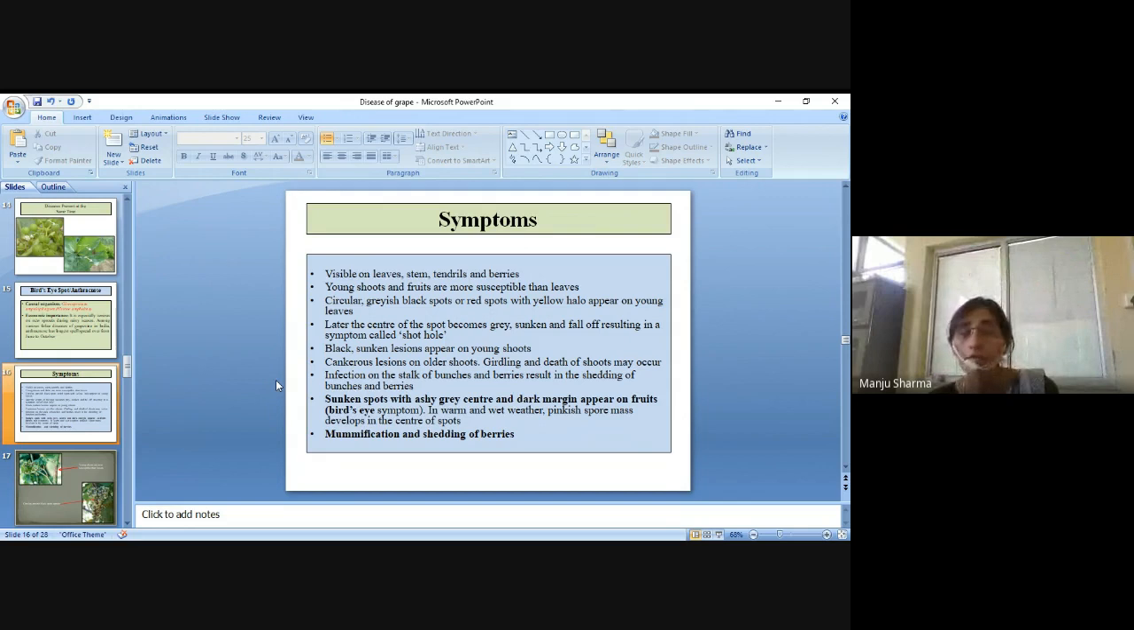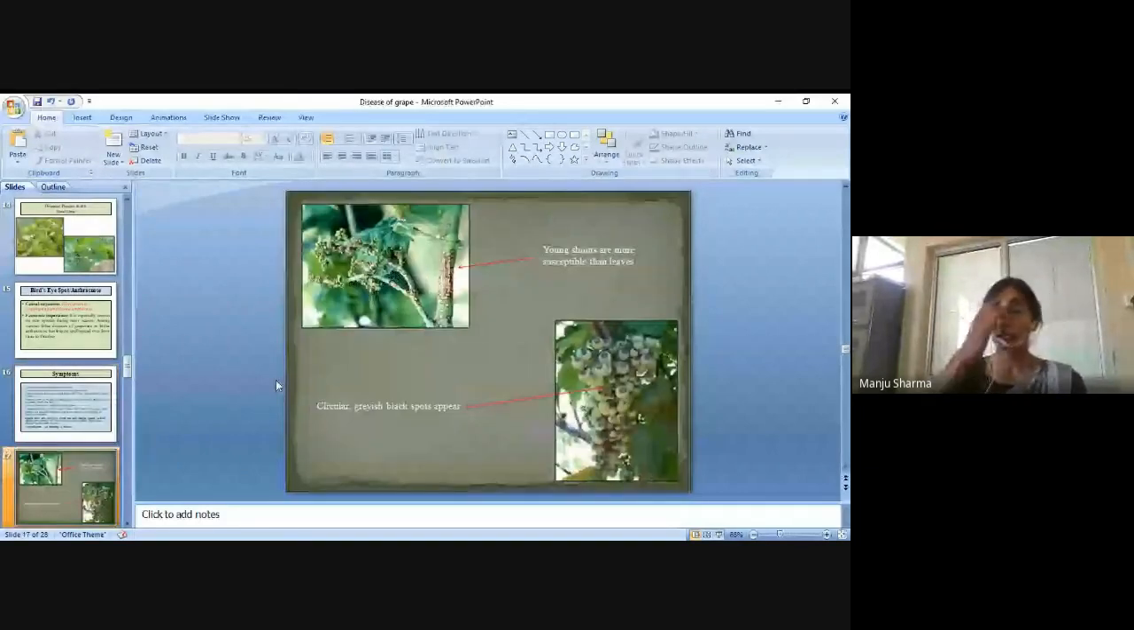In warm and wet weather, a pinkish spore mass develops in the center of the spots, and then there is the mummification and shedding of berries. That is the symptoms of the disease.